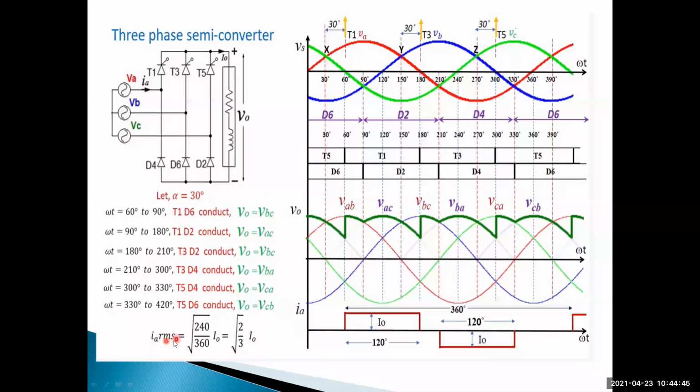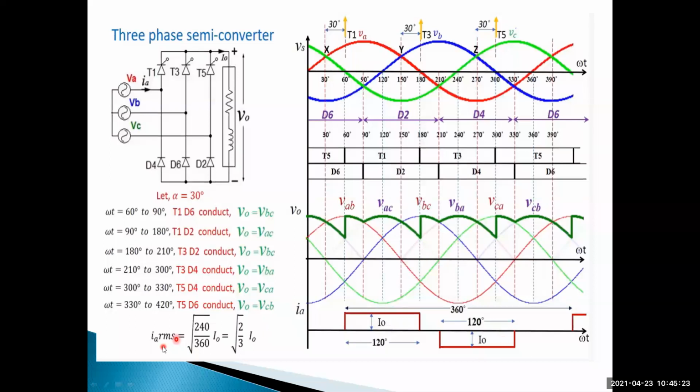Here Ia RMS is equal to the square root of 240 divided by 360 into I naught. The conduction duration here is 120 degrees, and here 120 degrees, so the total is 240 out of a 360 period. Ia RMS square is equal to I naught square into 120 plus minus I naught square into 120, divided by the total time period of 360.